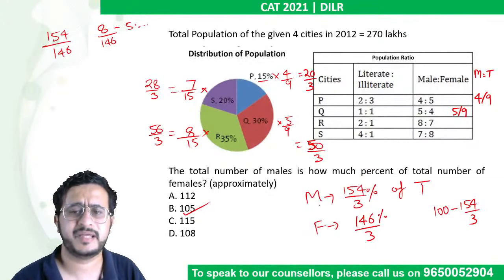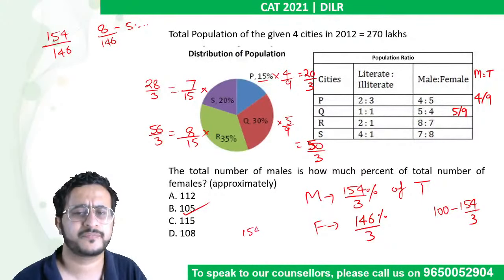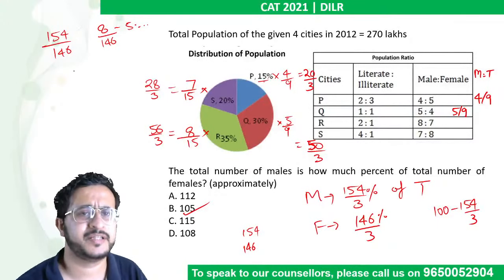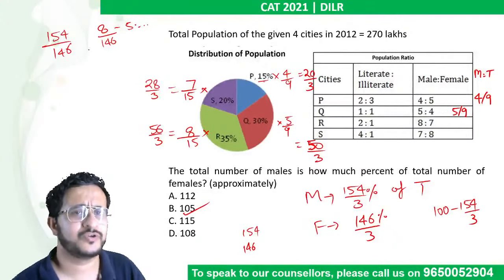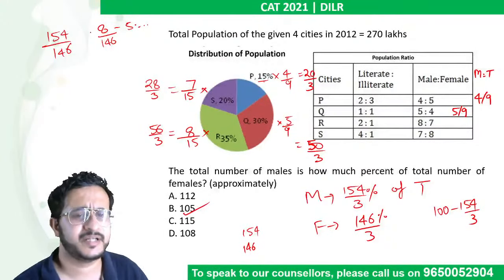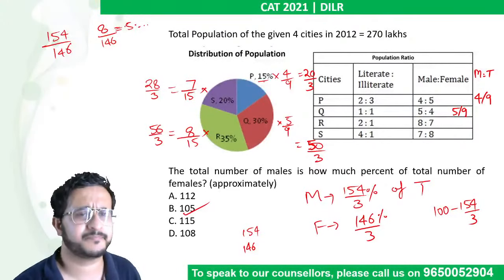So we have to find male as a percentage of females. Suppose male are 154 and female are 146. You have to find the ratio of these percentages. So 146 will be 100%. 8 is extra. 8 upon this will be approximately 5%.